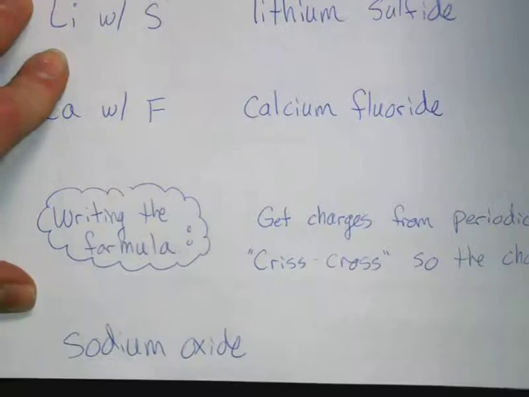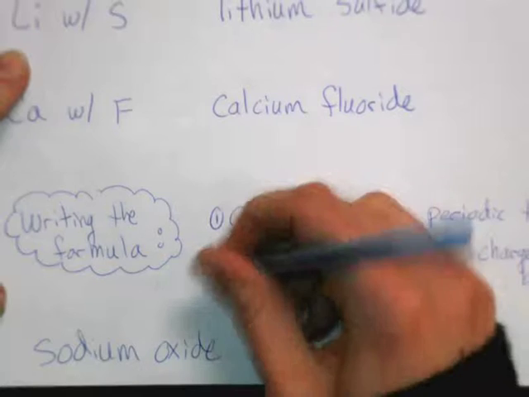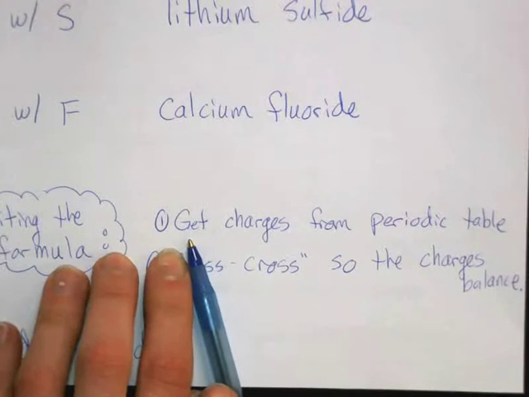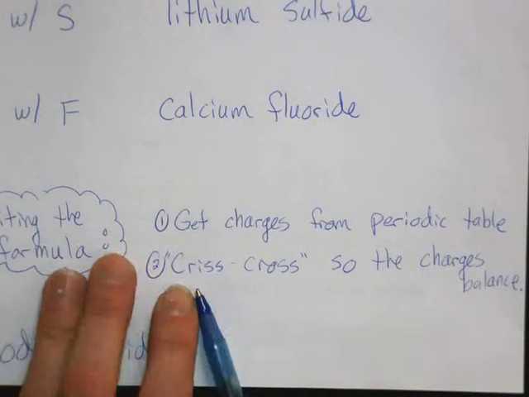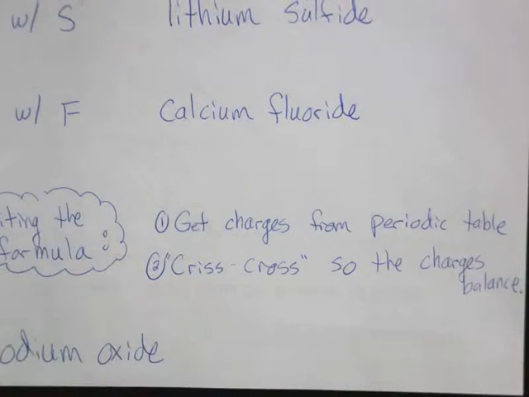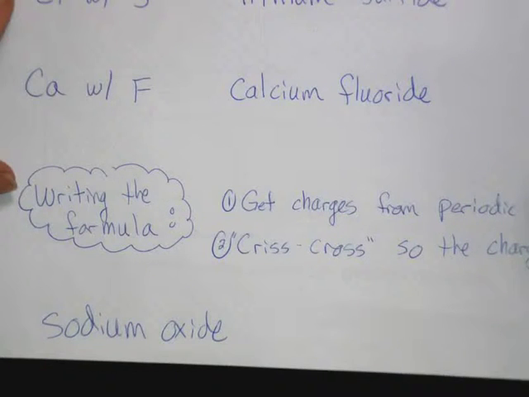Now, say I'm trying to write the formula. Like I give you the name, and I'm trying to write the formula. Well, here's kind of my steps. So first, we need to get our charges from the periodic table. We also need to get our abbreviations, if you don't know the abbreviations. And then we have to crisscross the charges so that our entire molecule, our entire compound, balances with charge.